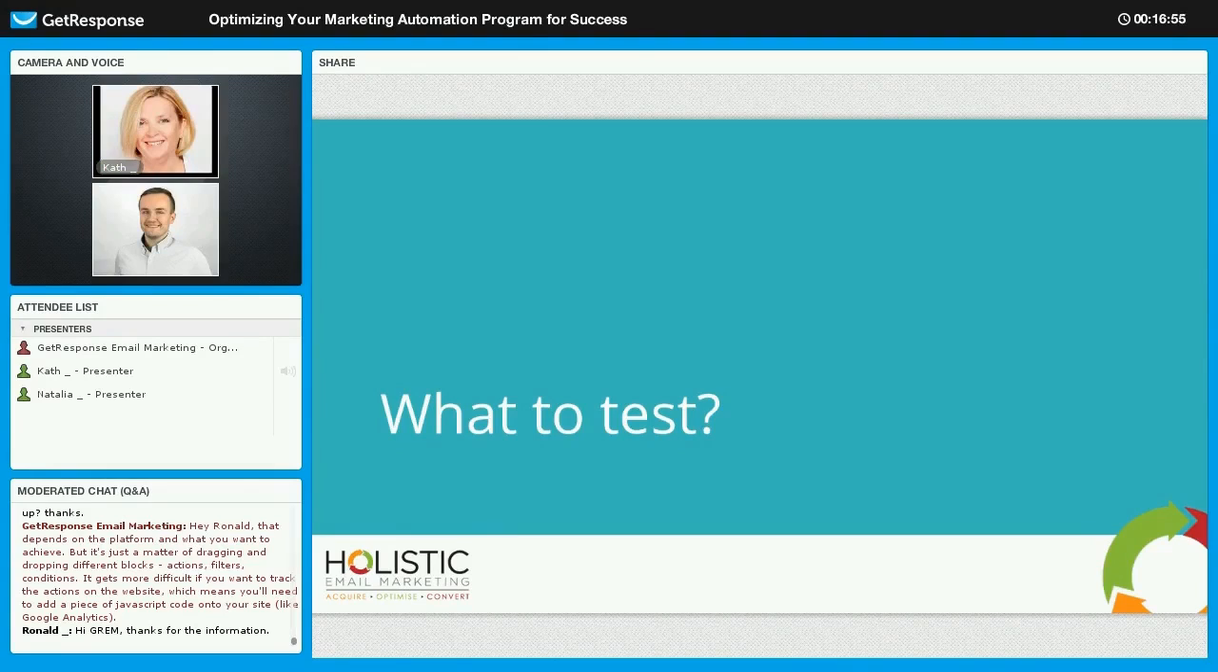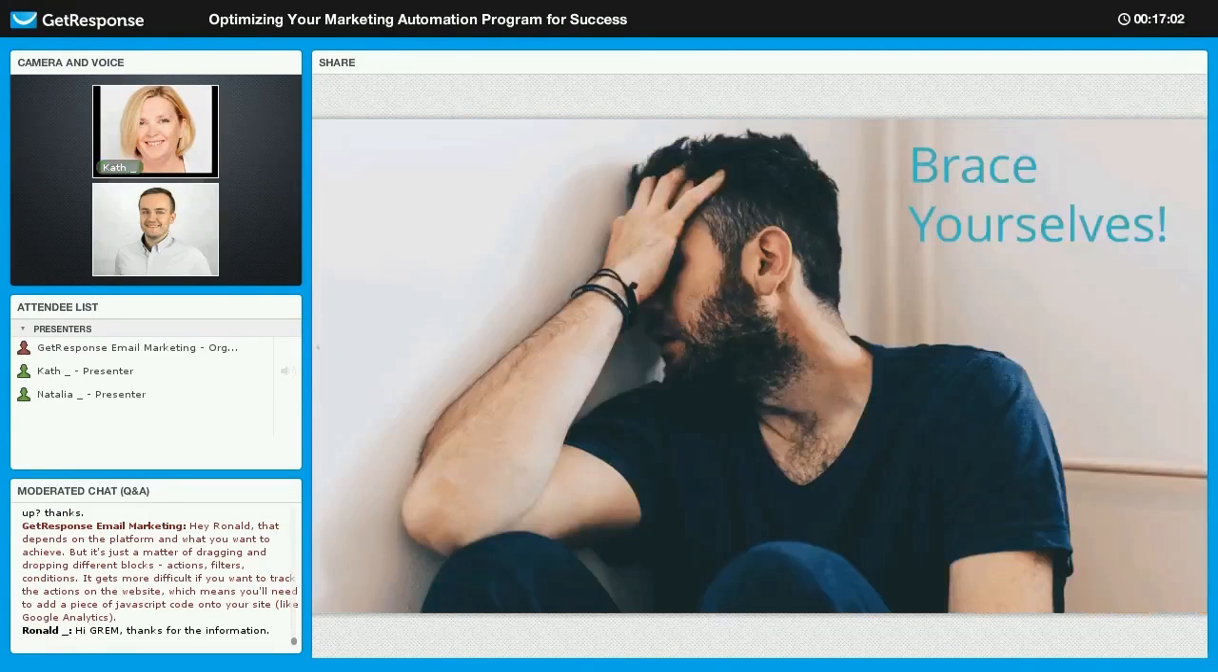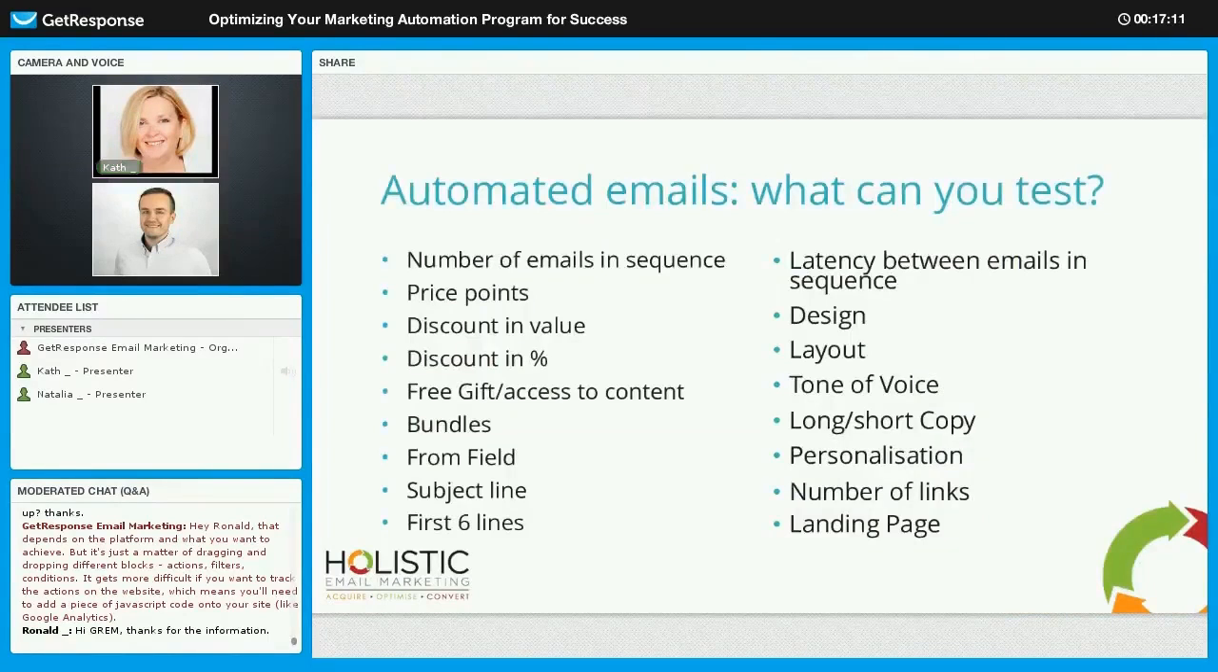So what can we test? We've had a look at some of the reasons why we want to be testing. What can we test? I want you to make sure that you're sitting down. We're talking specifically here about testing for marketing automation. If I was to expand it out just to email itself, that would be even more. But if we're talking about marketing automation programs, these are some. Again, this isn't everything. I've tried not to go overboard, but here are some really key factors that you can be testing.